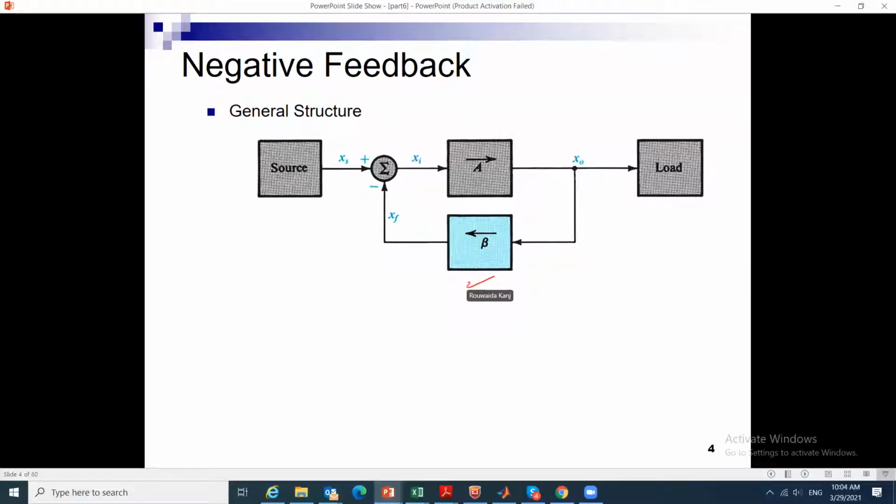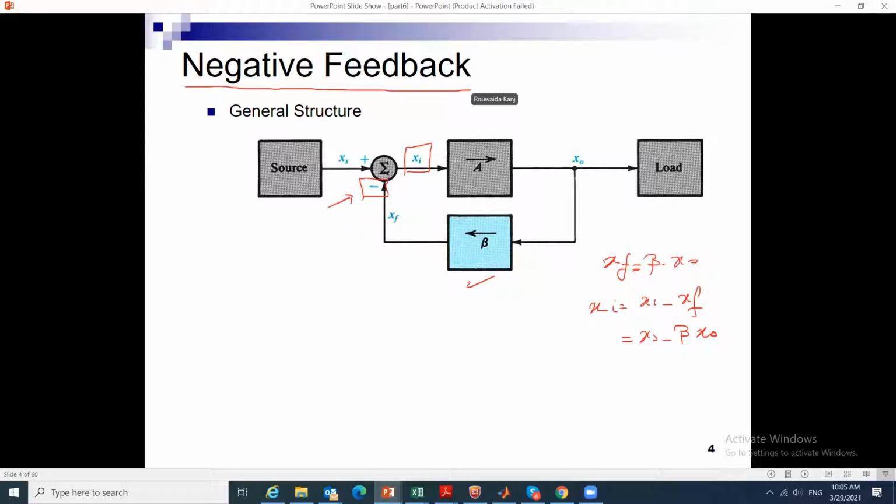We call it the beta block, where Xf is equal to beta times Xo, based on the output signal that I sense. I provide feedback, which I subtract from the signal to provide the input. So we will have Xi equal to Xs minus Xf, which is equal to Xs minus beta times Xo. With this feedback configuration, we are targeting stability because we are subtracting the feedback. We call it negative feedback.